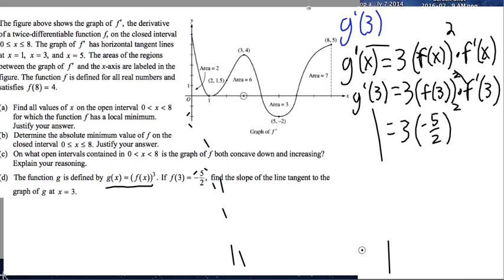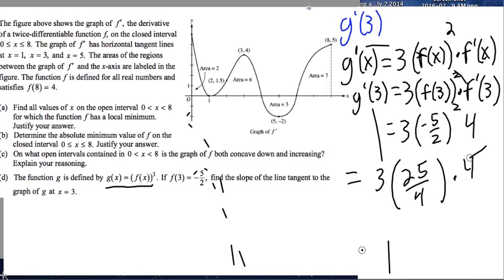This is our f prime graph. f prime of 3 is 4. All we need to do now is multiply this out correctly. So remember, when you have a fraction that you're squaring, you square both the numerator and the denominator. So this is 3 times 25 over 4. Remember, negative squared is positive. Times 4. All right, that's going to simplify out, and the result should be 75.